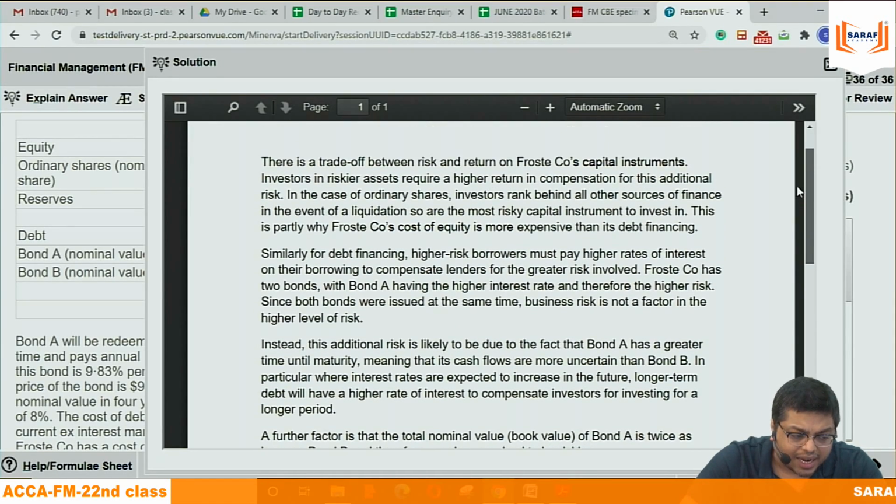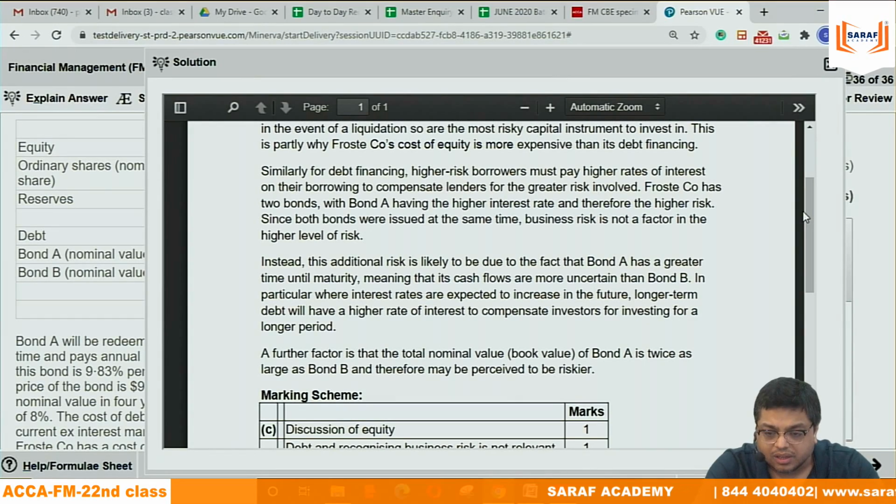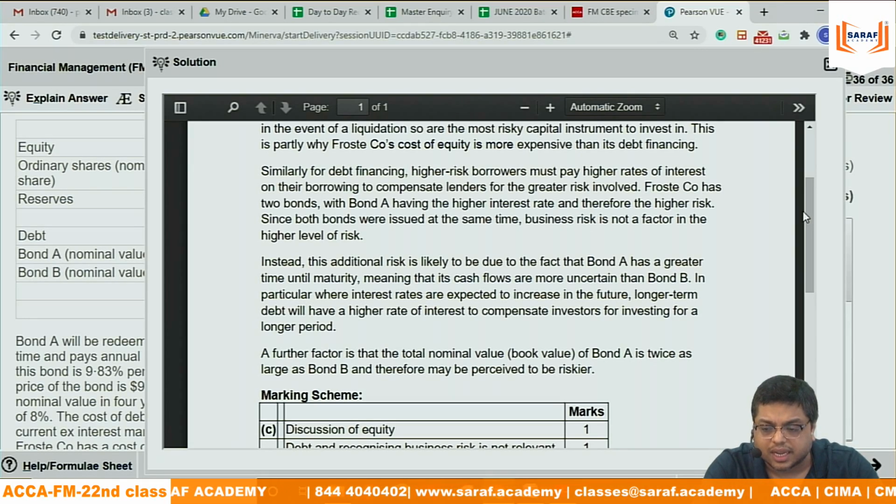That means the interest rate is itself saying that bond A is riskier. Otherwise, why would the company pay 9%? That I have not said. Instead, this additional risk is likely due to the fact that bond A has a greater time to maturity. That I said. Meaning that its cash flows are more uncertain than bond B.